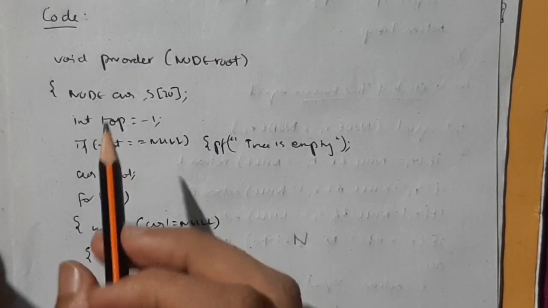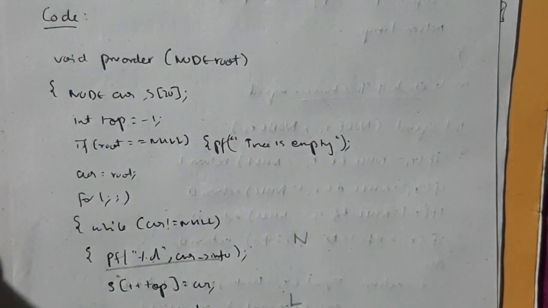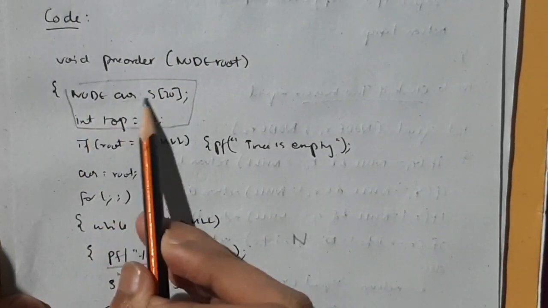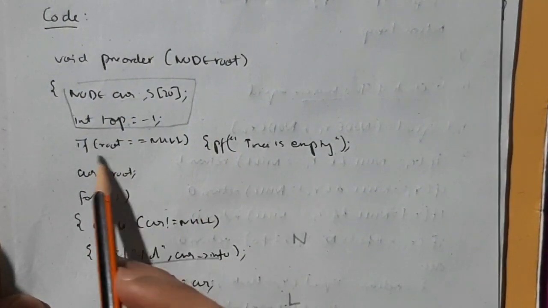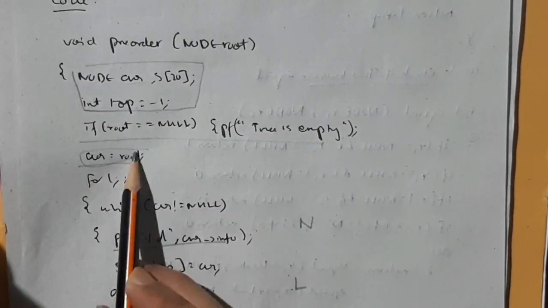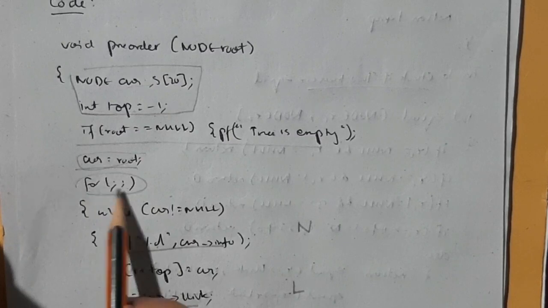Chances are they ask this question: write a code for pre-order. Mostly what you have to do, this is the initialization part, meaning you will create a current and top. Then the second part, if root is null, printf tree is empty, that's easy. Current is equal to root, meaning current will be root. Now write this one for this. Now I can give you a trick here, what it is.